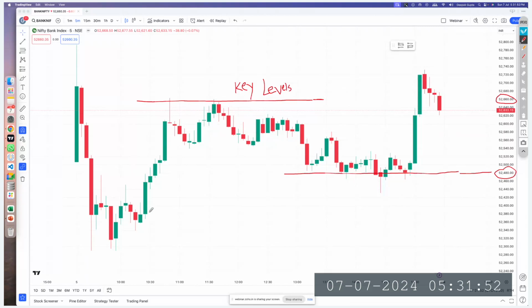So when the market is going up, it is going up to 52,660, but it is not able to breach it on the upper side. And when it is going down, it is testing 52,480, or let's say 52,500, but it's not able to go down below that. So these are some levels where the market is trading. These are called key levels, or more popularly referred to as support and resistance levels. In other words, demand and supply.